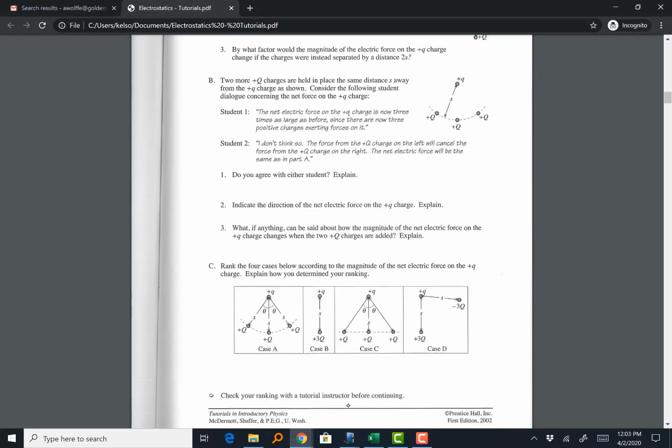So C is the smallest, with this extra distance between them, then A, where they move in a little bit closer, then B, where I've got the full three vectors rather than just the components of them in either cases A or C, and then again case D being the hardest to place, but it will be a larger force than in case B alone because of that extra force that's being added from the negative 3q.